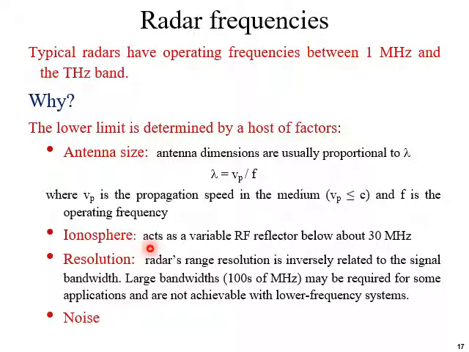Then the ionosphere is another issue. It acts as a variable RF reflector below about 30 megahertz. Then there is resolution: the radar's range resolution is inversely related to the signal bandwidth. So large bandwidth, maybe of the order of hundreds of megahertz, may be required for some applications and is not achievable with lower frequency systems. And ultimately, the noise.